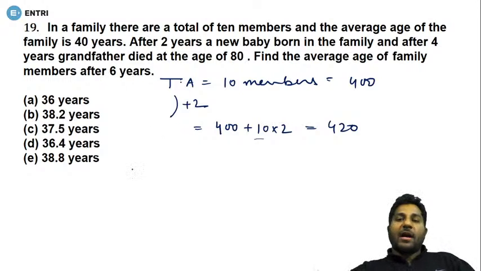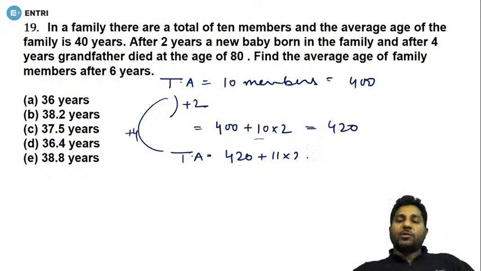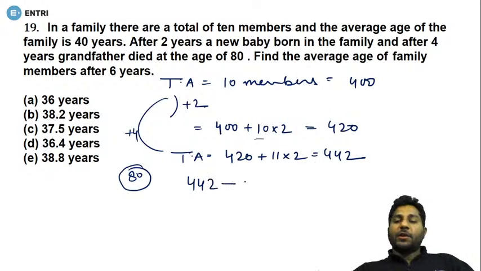So after 4 years, the total age of the family will become 420 plus 11 into 2, which is equal to 442. But the grandfather died, whose age was 80 years. So clearly, 80 years will be subtracted.